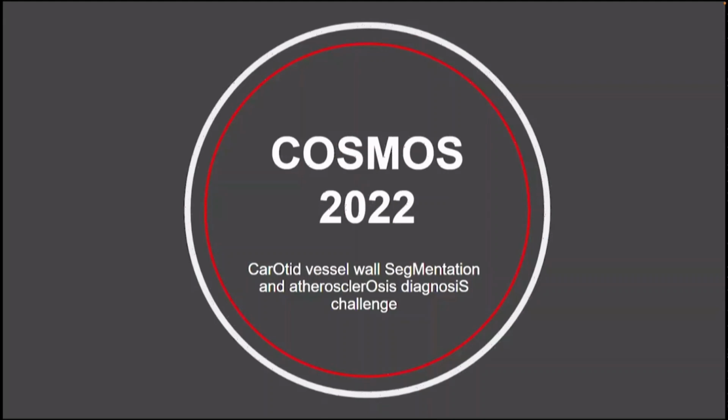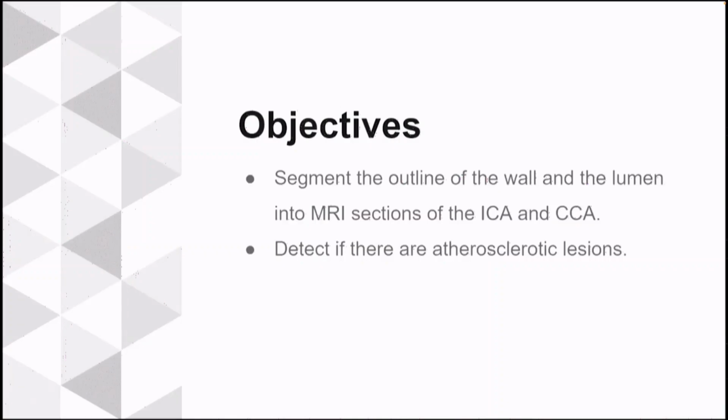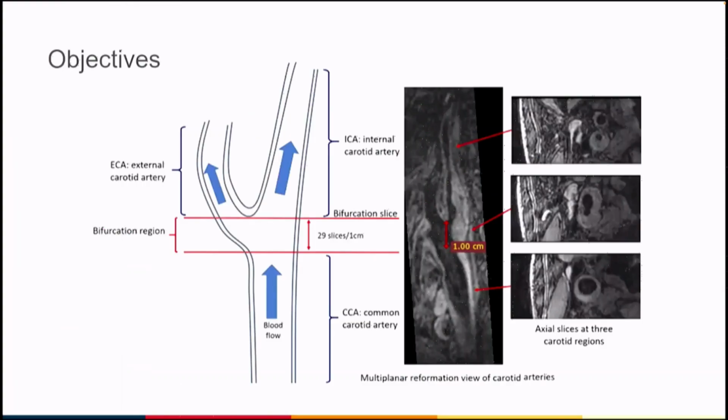I have been invited as a result of being selected one of the top 10 teams in the Cosmos 2022 challenge. As you already know, the objective of this challenge is to segment the outline of the wall and the lumen into MRI sections, both the internal and the common carotid artery, and also to detect if there are atherosclerotic lesions in the area.